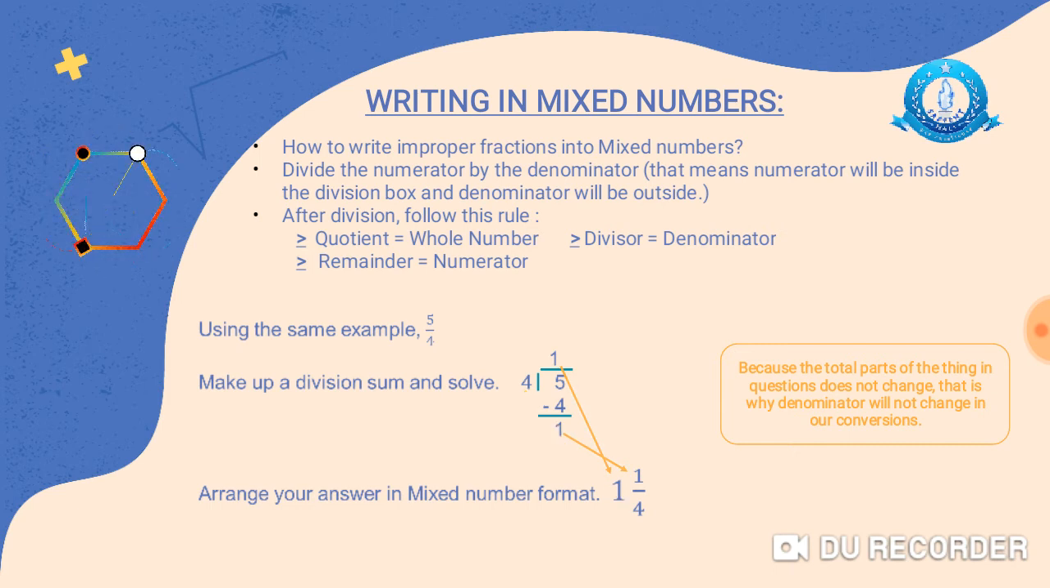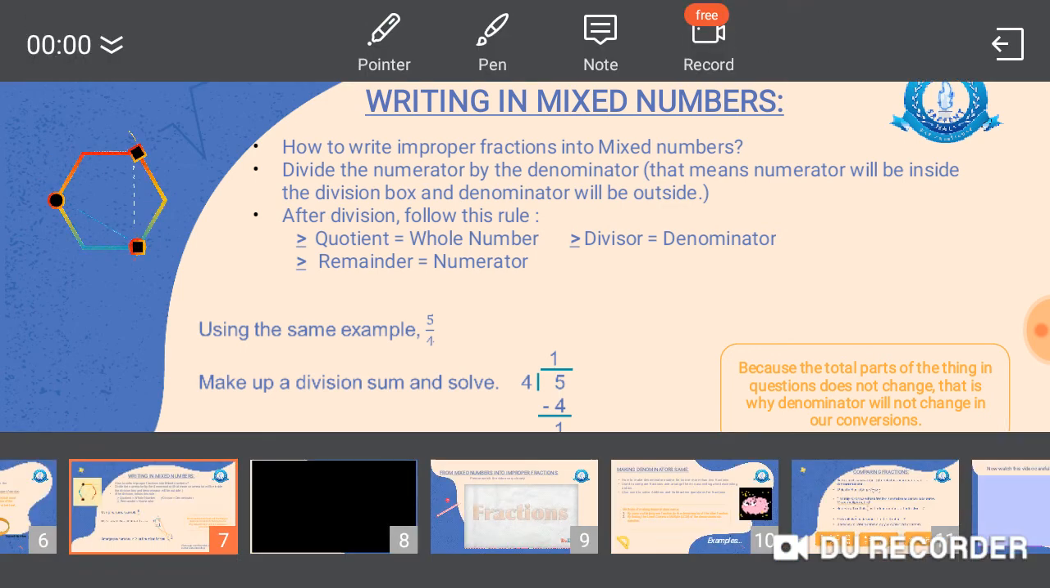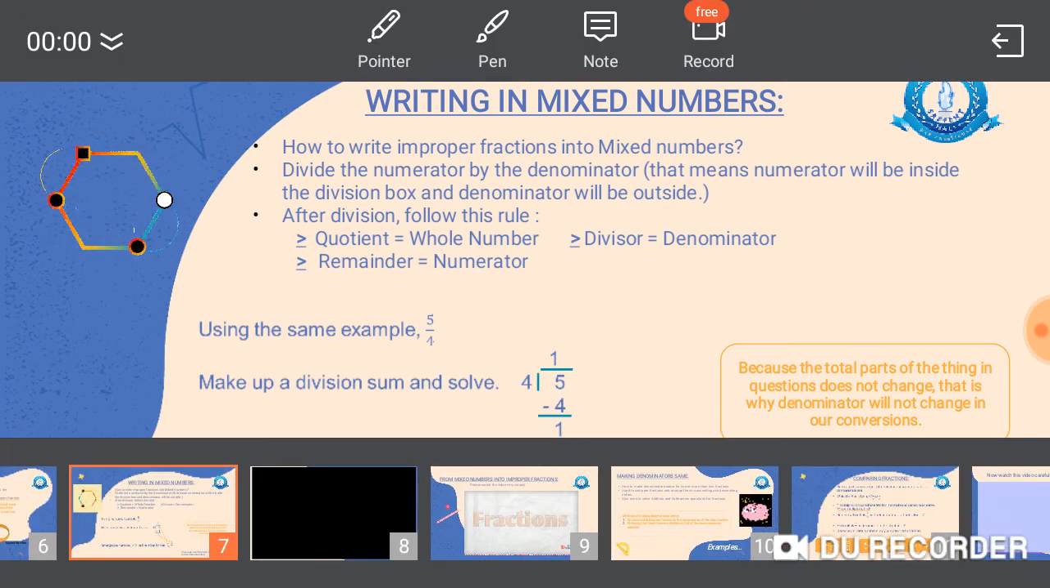So we arrange all of these into our mixed number format and we get the same answer, 1 whole, 1 upon 4. I am attaching a video in the next slide. Please be very careful about that. We are going to solve more examples over there.